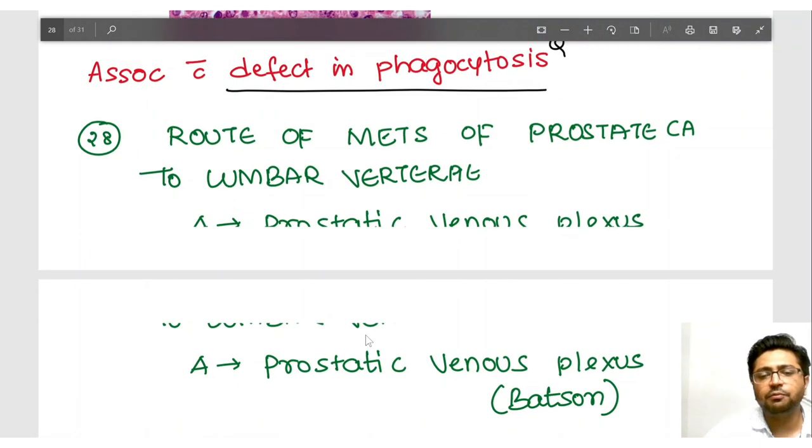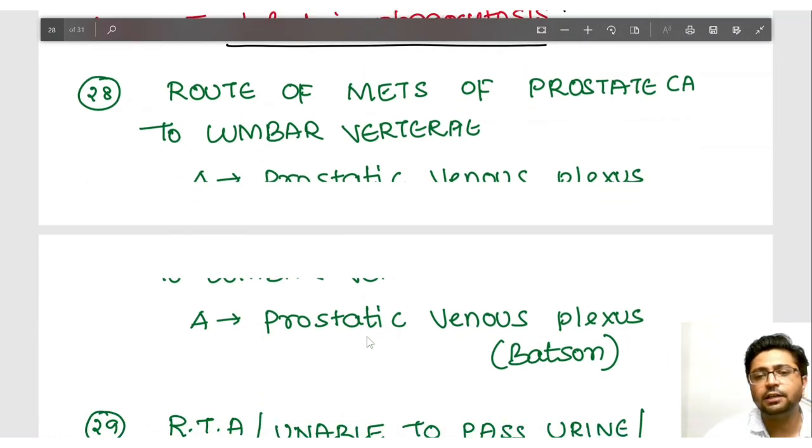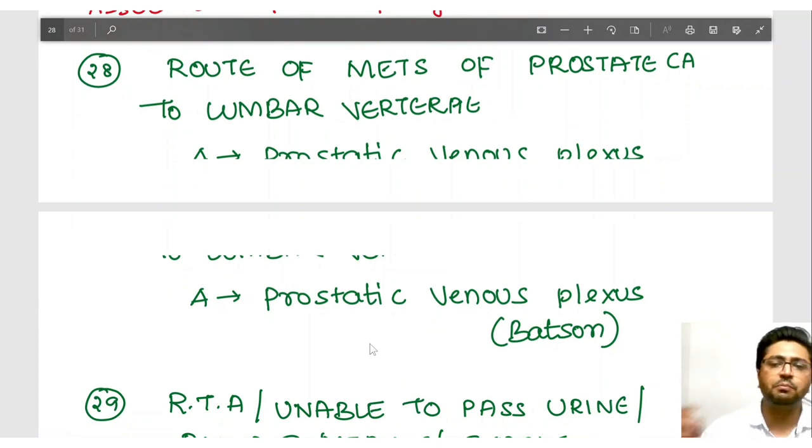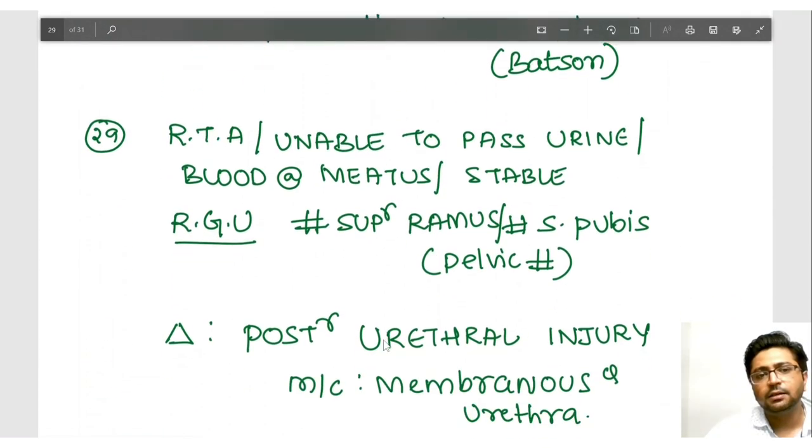So what is the route of mets of prostate cancer to lumbar vertebra? The answer is prostatic venous plexus or Batson's plexus. This was the other question which was given. Route of mets of the prostate cancer to the lumbar vertebra is through the prostatic venous plexus, that is Batson plexus.